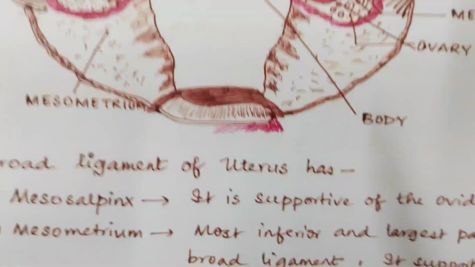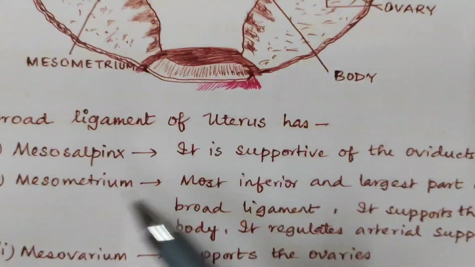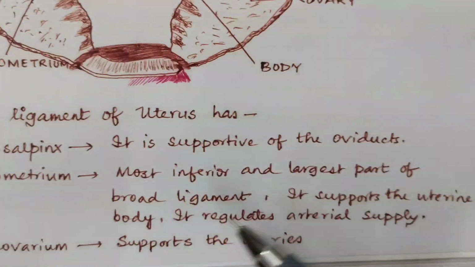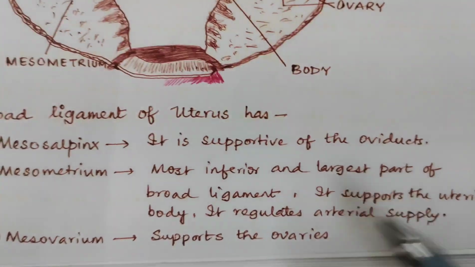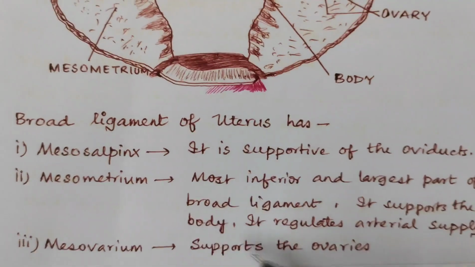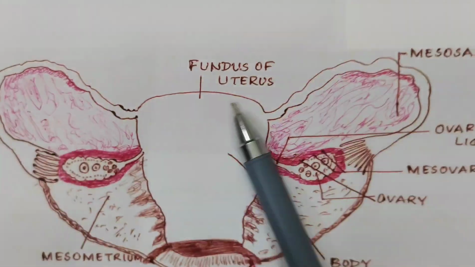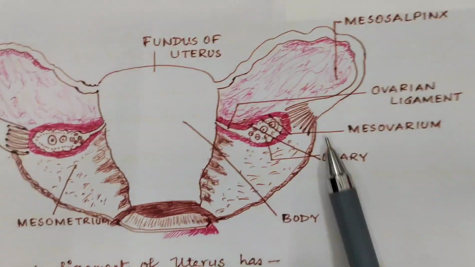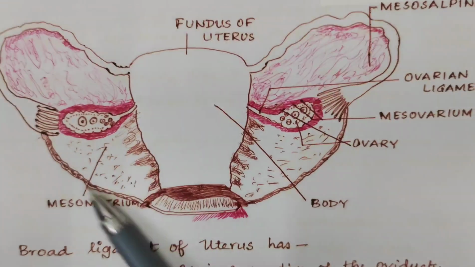Now here you see the ligaments. The broad ligament of the uterus has three parts. Mesosalpinx, it is supportive of the oviducts. Mesometrium, it is the most inferior and largest part of the broad ligament. It supports the uterine body. It regulates arterial supply. And the third one is mesovarium, which supports the ovaries. Here you see the fundus of the uterus. This is the mesosalpinx. This is the ovarian ligament. This part is the mesovarium. And this is the mesometrium.